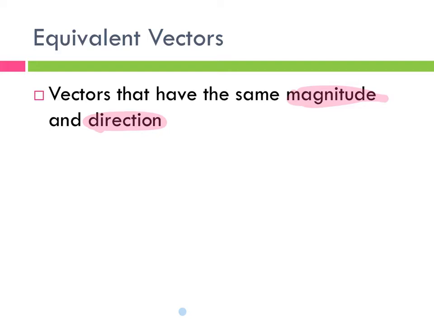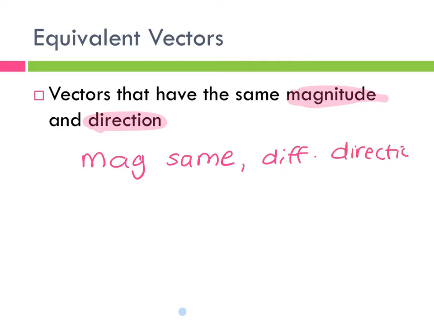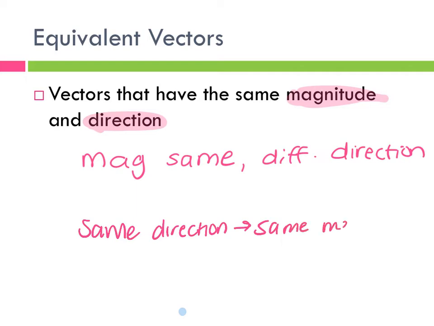They can have the same magnitude and a different direction. So two vectors can have the same magnitude but different directions. But if they have the same direction, they're going to have the same magnitude. Both would have to be true in order for them to be equivalent.